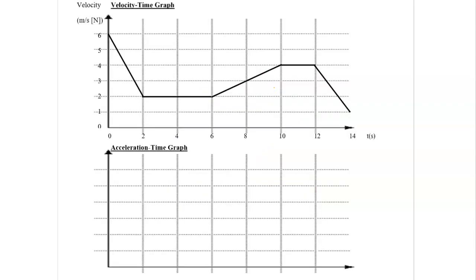So to go from a velocity time graph to an acceleration time graph, we have to take the slope of each straight line segment on the velocity time graph. And if you remember, slope is equal to rise over run. What we're going to do is calculate that for each straight line segment on this graph.